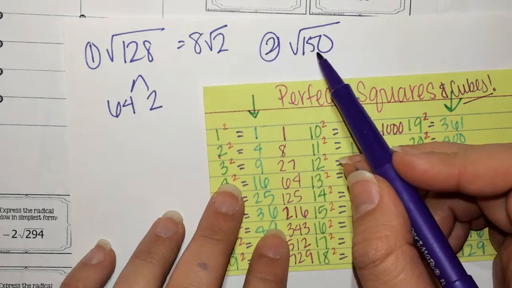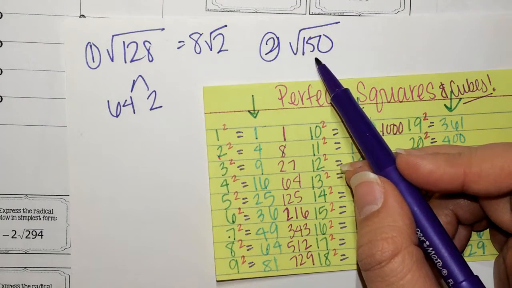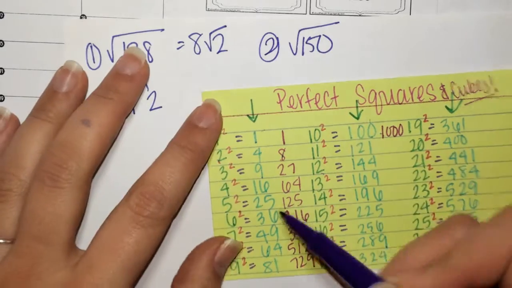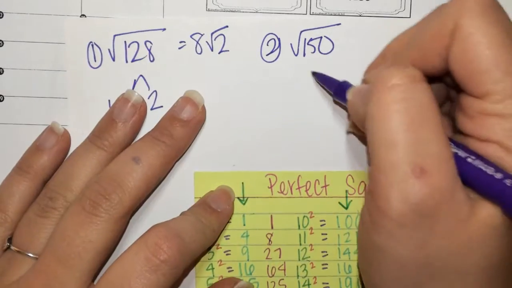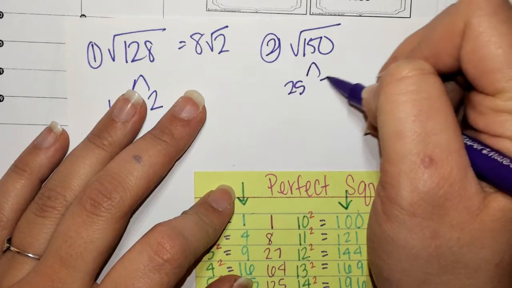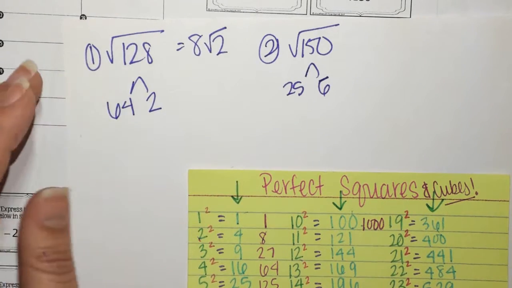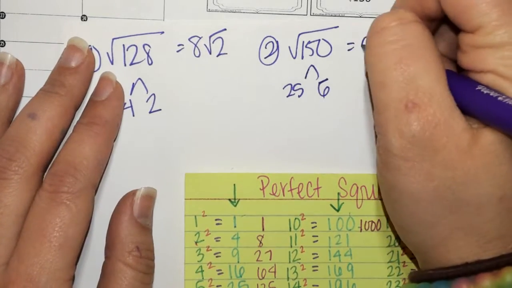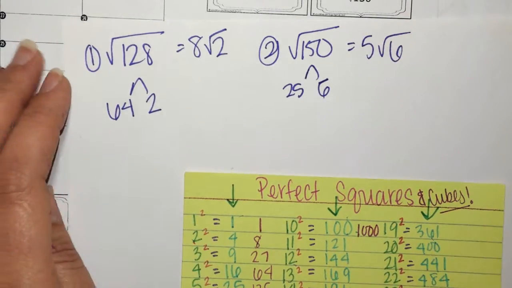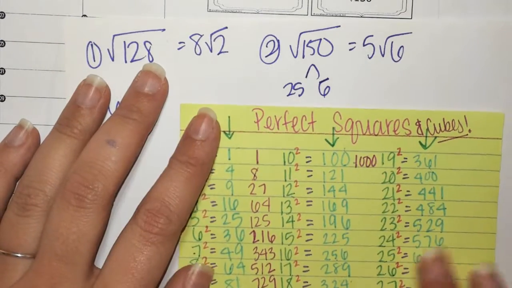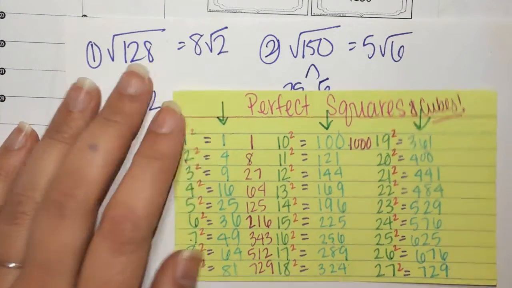It's 150, which is the same thing as $1.50. We know $1.50 is made up of quarters. We have a perfect square that's a quarter. Break it down into 25 and 6. So that's 5 root 6. So my suggestion to you is to cut it in half and then go from there.